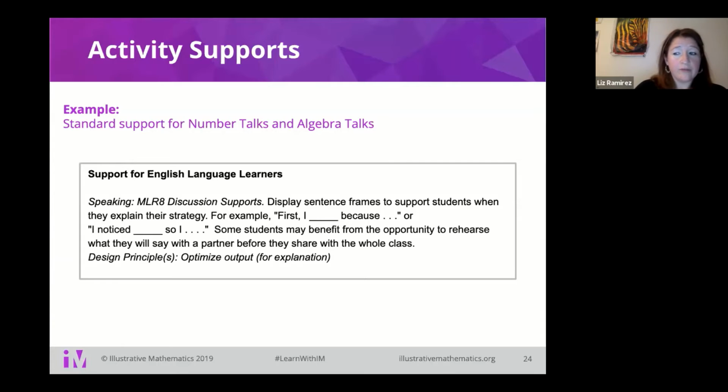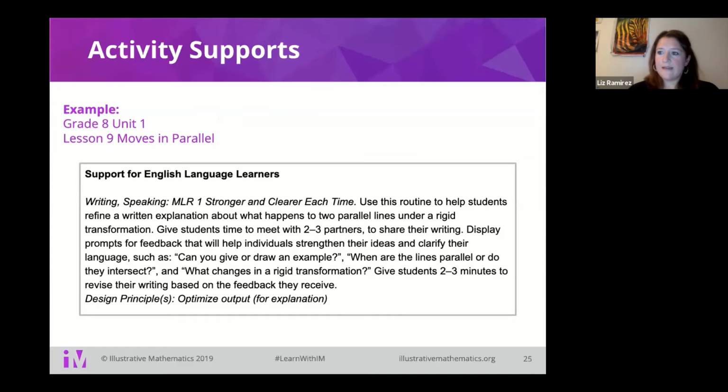Here's another example from grade 8. In this activity, students were asked to consider what is the image of two parallel lines under a rigid transformation. This support suggests Math Language Routine 1, Stronger and Clearer Each Time, as a structure to give students an opportunity to revise and refine both their ideas and their verbal and written output.